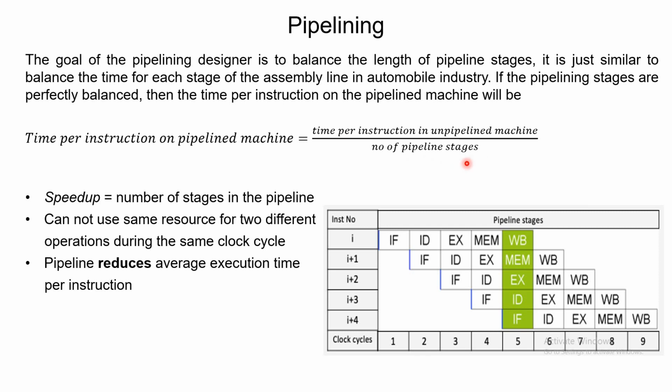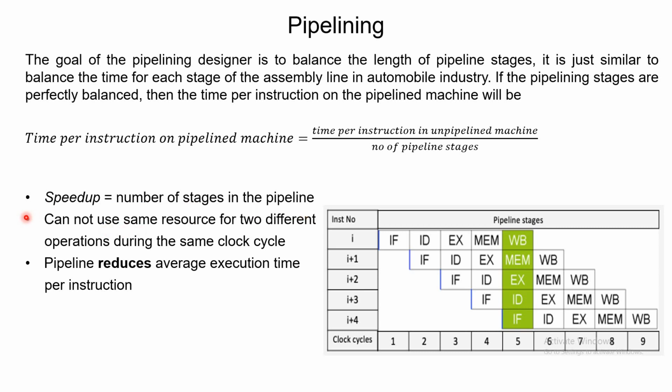So what are the different features of the pipeline? Number one is speedup. How can we calculate the speedup? Speedup depends on the number of stages in the pipeline. As we can see, the time taken per instruction in the pipeline depends upon the number of stages of the pipeline. If the number of stages in the pipeline is more, then naturally the time taken per instruction in the pipeline will be less, so there will be more speed. So speedup depends upon the number of stages in the pipeline.